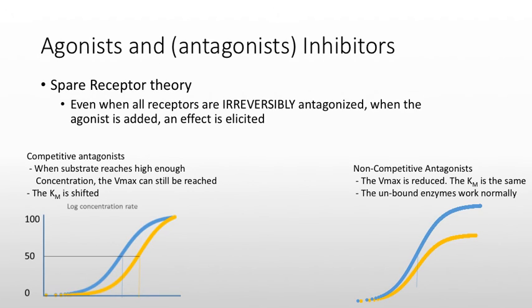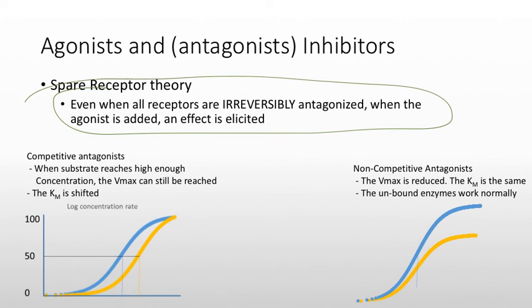But sometimes when we do that experimentally, we bind everything we can find with irreversible antagonists, and then we come back in and we add in an agonist. When we do that, we have some activity. The agonist has activity, and the way we explain that is that there were spare receptors. They were hidden somewhere. Maybe they were in endosomes, and as soon as all the receptors got bound up, it moved those endosomes back out to the surface. There's a bunch of different models for how spare receptors work, but we just call that the spare receptor theory.